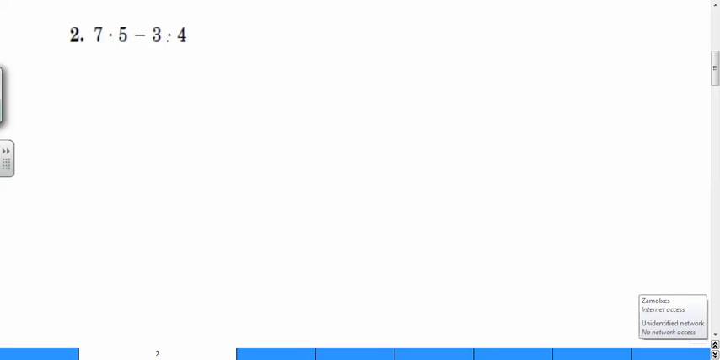7 times 5 minus 3 times 4. Okay? And thus, no parentheses, no exponents. I do have multiplication. Actually, I have two of them, so I'm going to go left to right. 7 times 5, that will be 35, minus 3 times 4 will be 12. 35 minus 12 equals what?